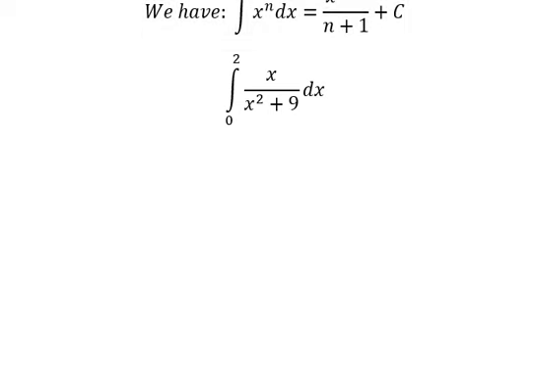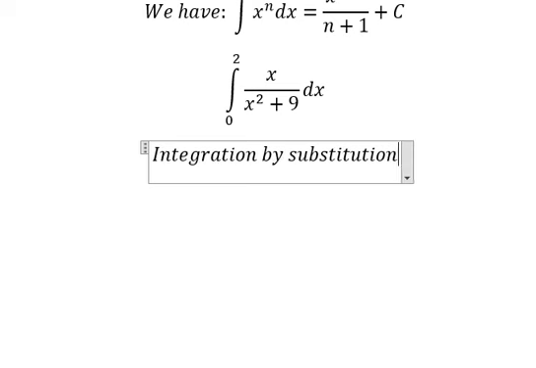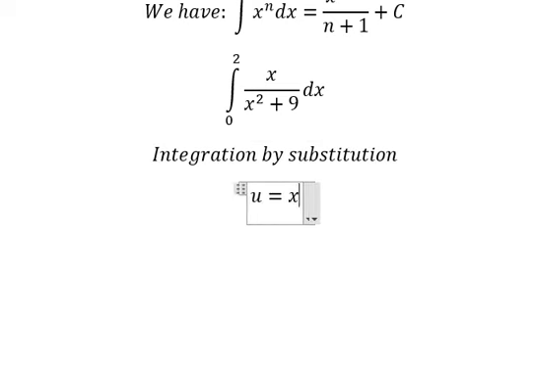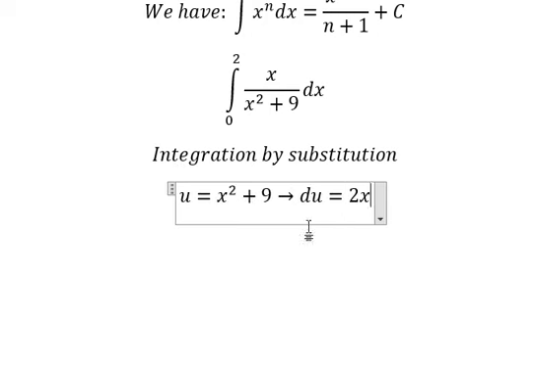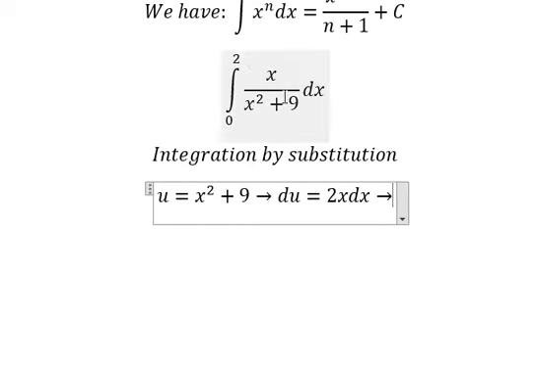We can use integration by substitution. So I will put u equals x squared plus number 9. After that, we need to first take the derivative of both sides. This one we have 2x. This one is the constant, so you get number 0. Because we don't have number 2, we need to divide both sides by number 2.